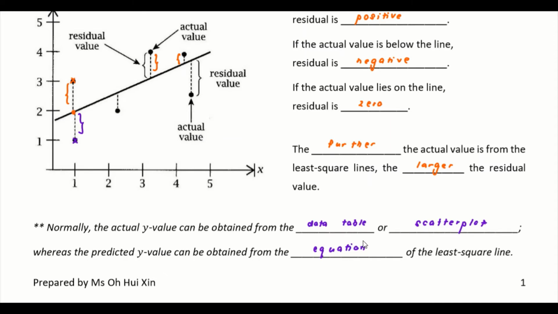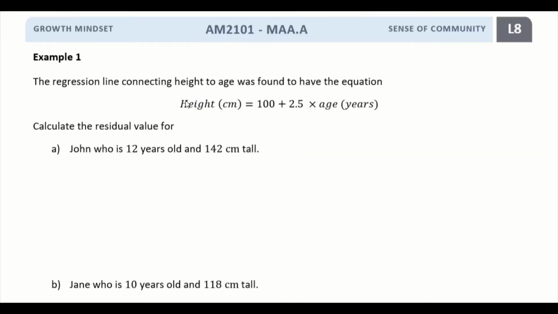Okay, so now we'll be looking at two different examples so that you can understand the idea of residual better. Example 1: the regression line connecting the height and the age was found to have an equation of height equals 100 plus 2.5 times age. Calculate the residual value for John, who is 12 years old and 142 cm tall.